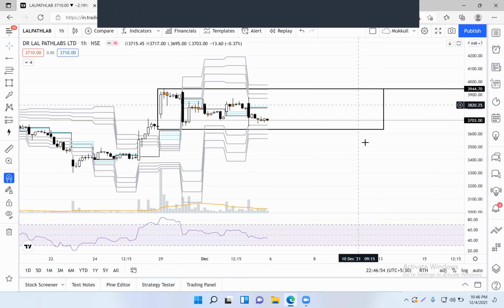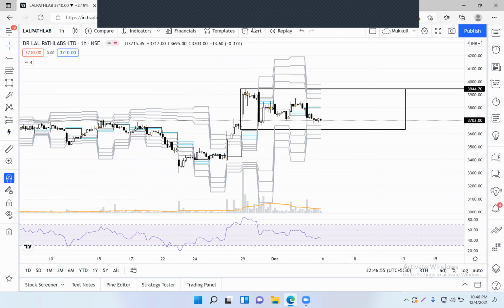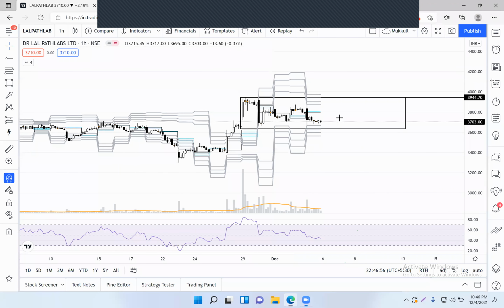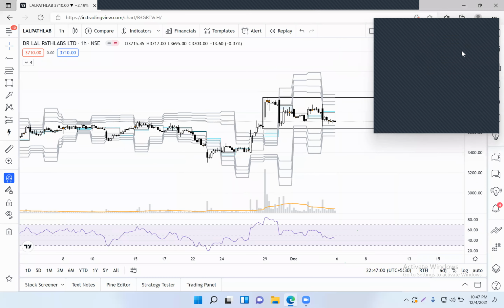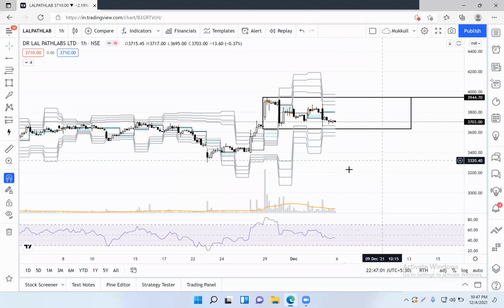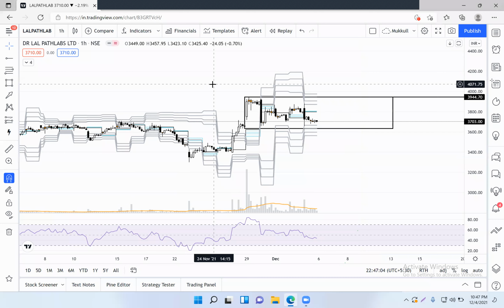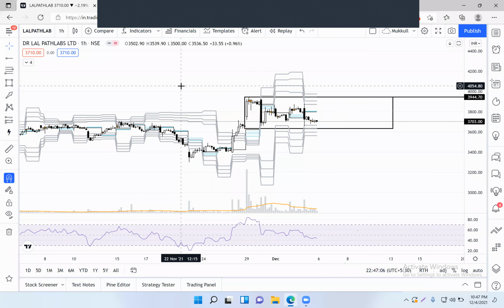Do you have any doubts? Yeah, hi Mukul. So Mukul, the indicator which you have used, the SH, the stop hunt, is that publicly available or created by you? It is publicly available. It was there even.